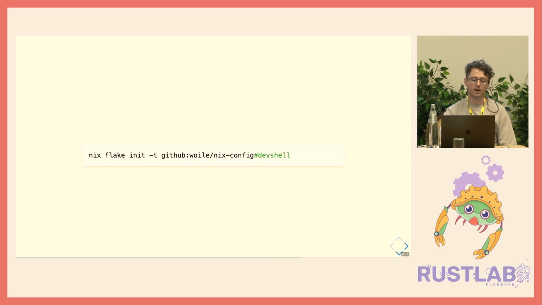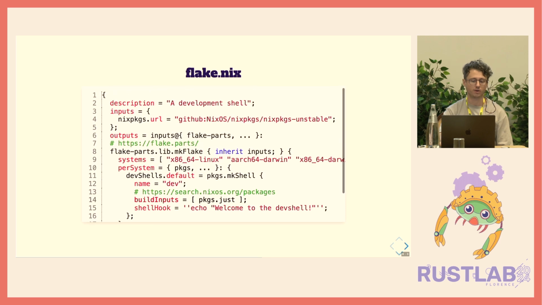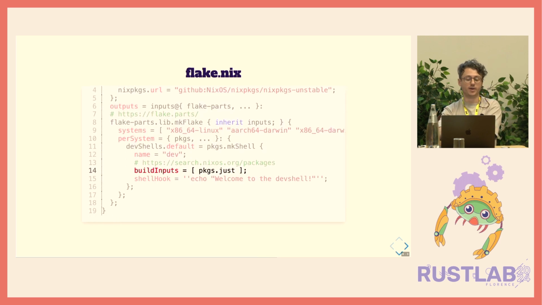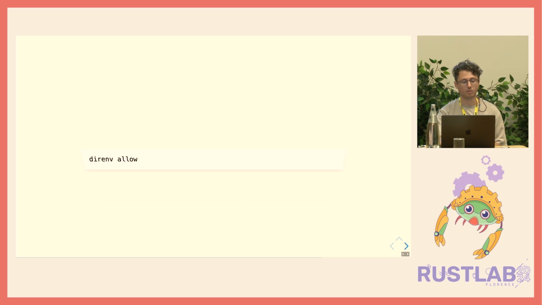And when you run, I created a template that will give you just this file, and you can search then on the repository all the packages that you need. In this case, for example, we load a lot of things. And when we allow direnv, it will pull all the dependencies, and then you have all of this.